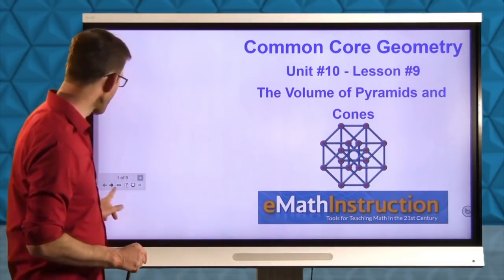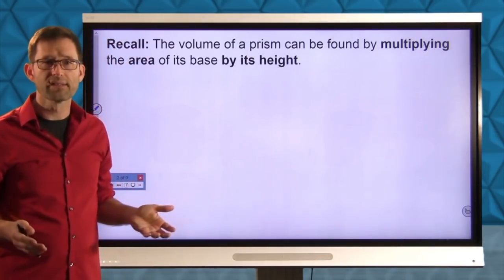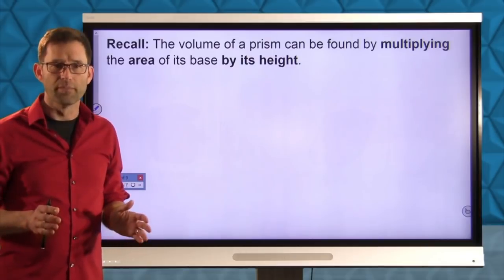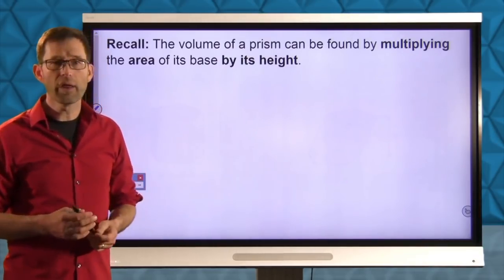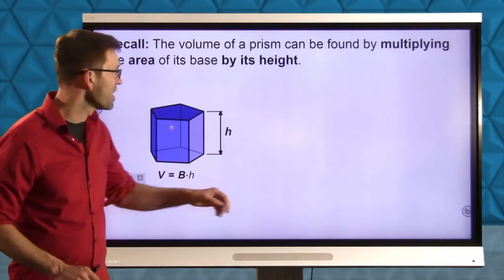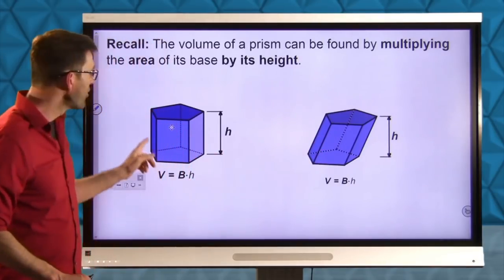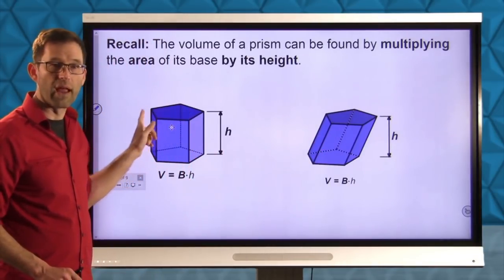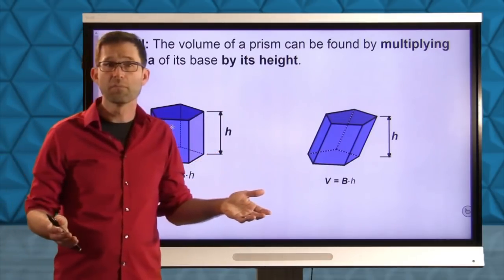So let's jump right into it, and let's recall some things from the last lesson. The volume of a prism can be found by simply multiplying the area of its base by its height. And it doesn't really matter whether it's a prism that looks like this or a prism that looks like this that's more slanted. If I can figure out the area of this pentagon and multiply it by this height, then that gives me the volume.